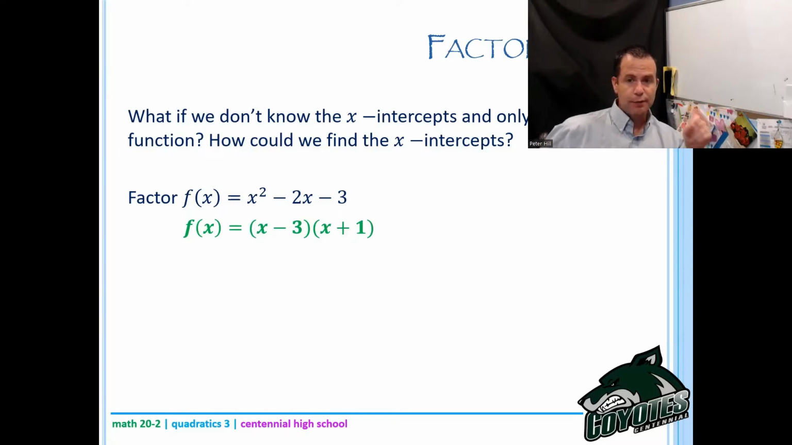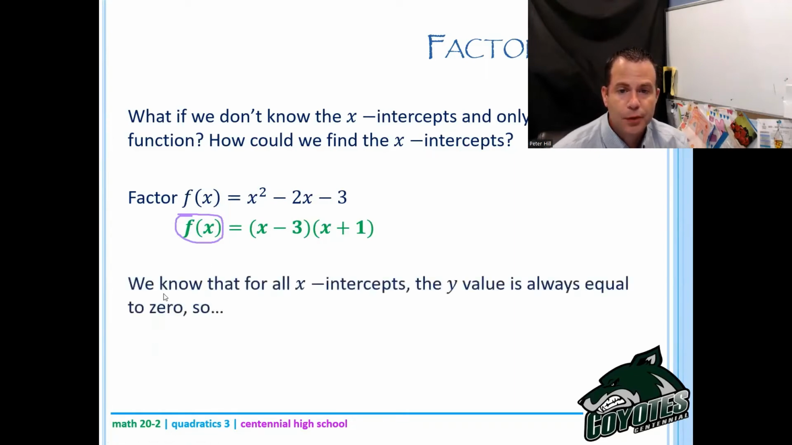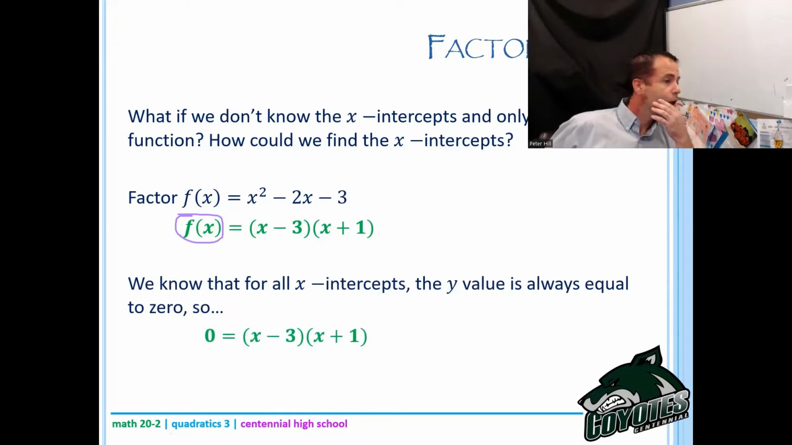Okay, now, we just had a conversation earlier, like the last slide, that anytime I want the x-intercepts, I know the value of y is 0. Well, where's y in this equation? F of x is y, right? So this guy here is my y. So if I want the x-intercept, I need to make that number 0. So we know that for all x-intercepts, the y value is equal to 0. So I make that 0 like this. Okay, now this is a statement that reads 0 equals a number times a number, something times something.